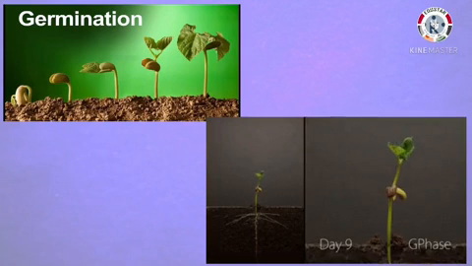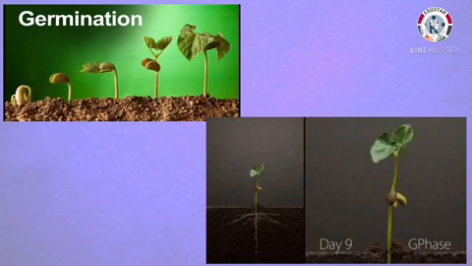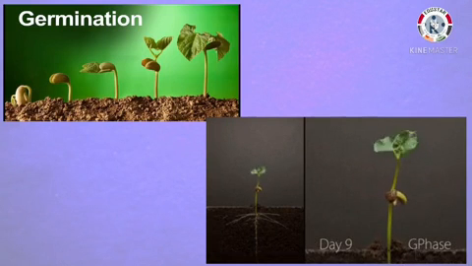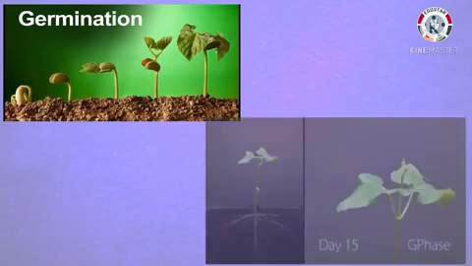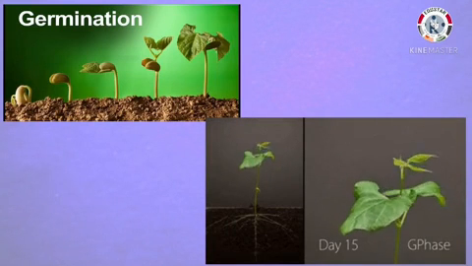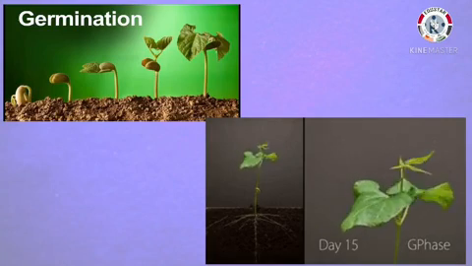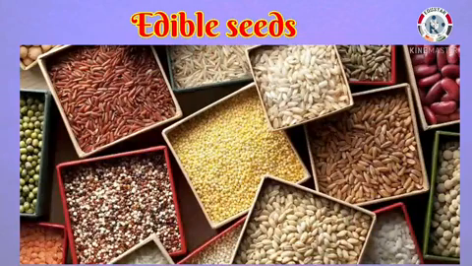The seeds have a baby plant inside them. The baby plant grows into a new plant when the seed receives enough water, air and warmth. This process by which seeds grow into a new plant is called germination. Some examples of edible seeds are wheat, gram and rice.